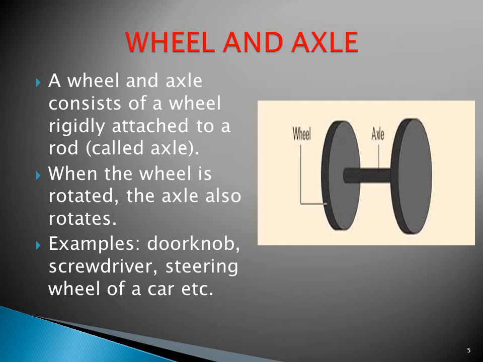A wheel and axle consists of a wheel rigidly attached to a rod called axle. When the wheel is rotated, the axle also rotates. Examples of wheel and axle are a screwdriver, a doorknob, and the steering wheel of a car.